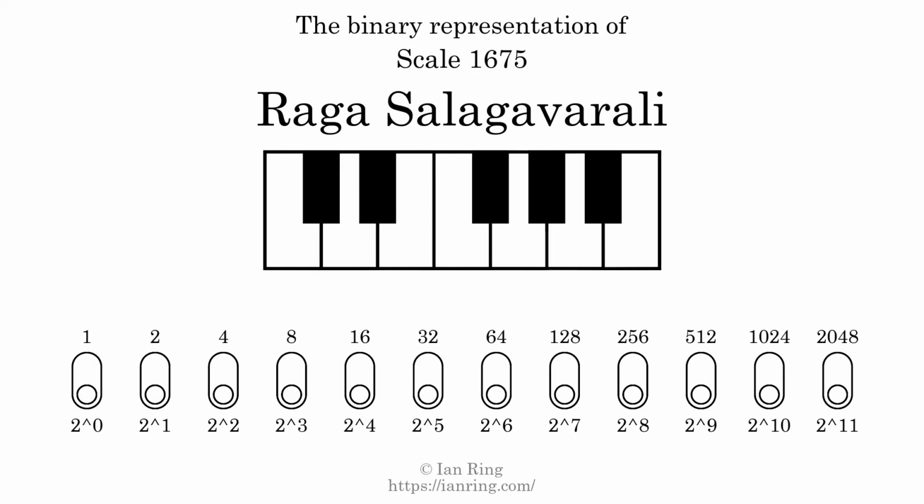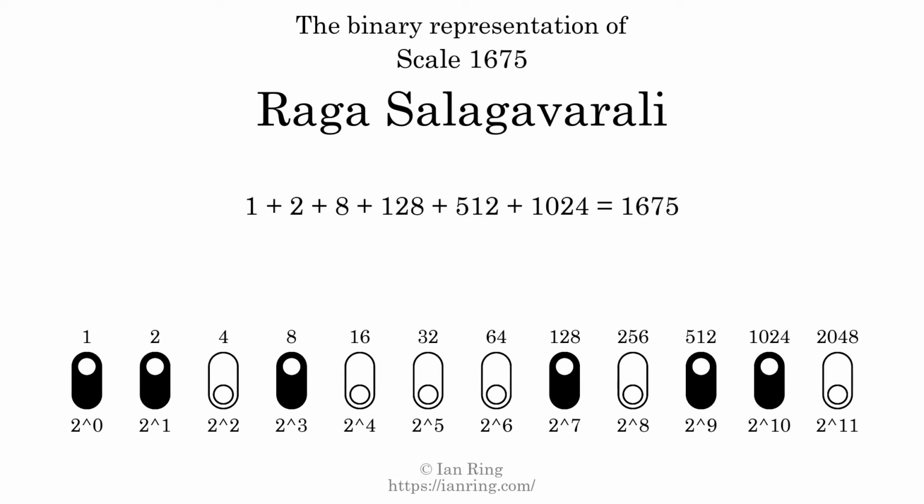The binary representation of this scale is determined by mapping tones of the scale to binary digits. Each binary digit represents a power of 2. To get the scale number, we add the powers of 2 together. The powers of 2 that are present in the scale, all added together, equals 1675.